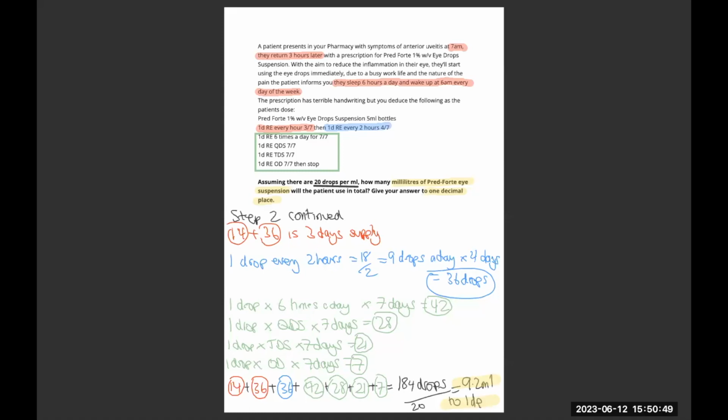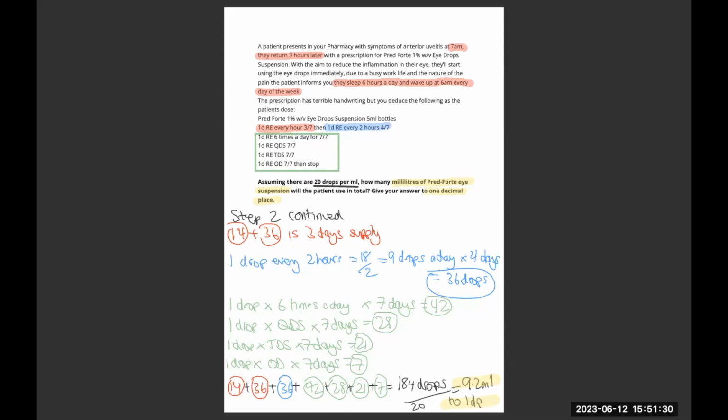So you've got 42, 28, 21, 7. I've circled all the drops for you. 14, 36, 36, 42, 28, 21, and 7. That's going to give us 184 drops in total, but we need to calculate milliliters. The question, I've underlined it for you, tells you that there are 20 drops per milliliter. So 184 drops divided by 20 drops will give us the milliliters, which gives us 9.2 milliliters. This is correct because it's in milliliters, and our answer is given to one decimal place as well.